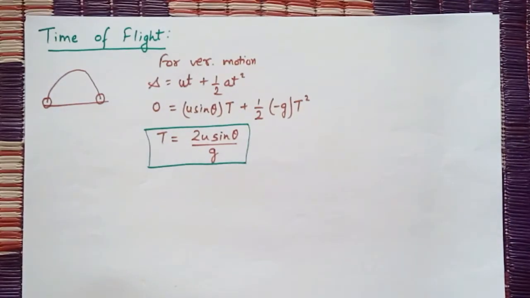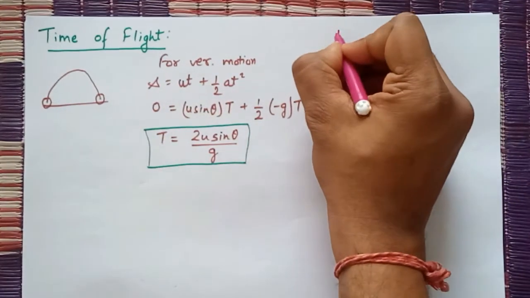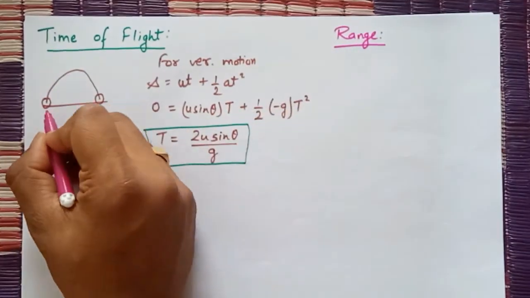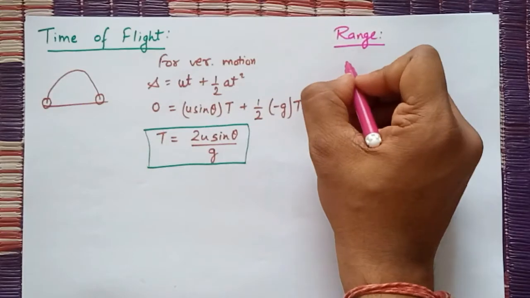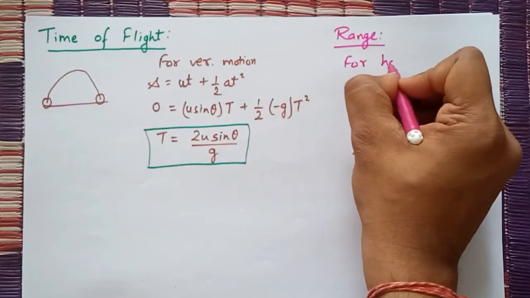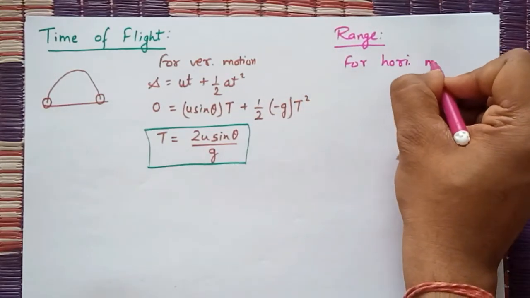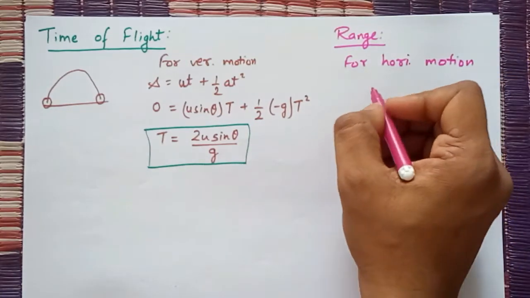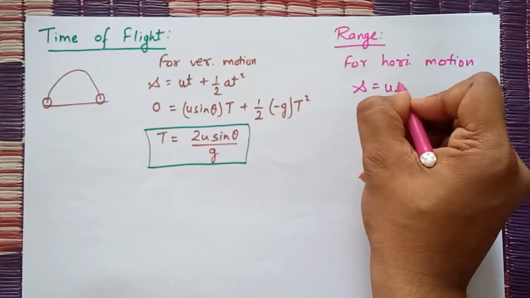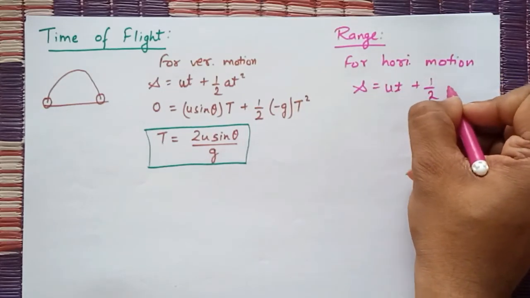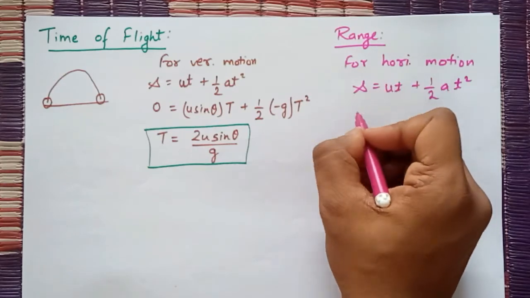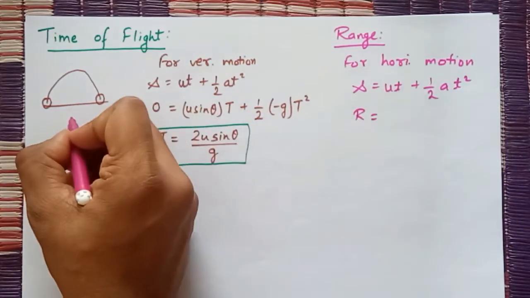Now finding the range. What is range? Range is the maximum horizontal distance covered by the projectile. So I am applying it in horizontal motion. So for horizontal motion, I can say that S is equals to ut plus half at square. Distance covered in the horizontal direction, maximum distance, that is capital R. This one is range.